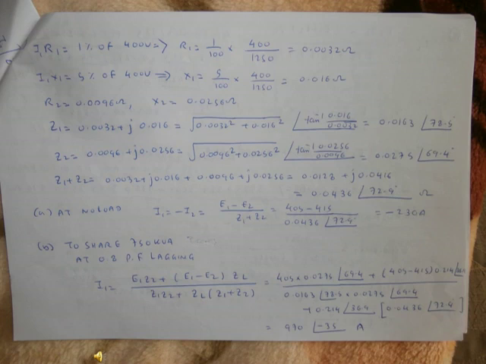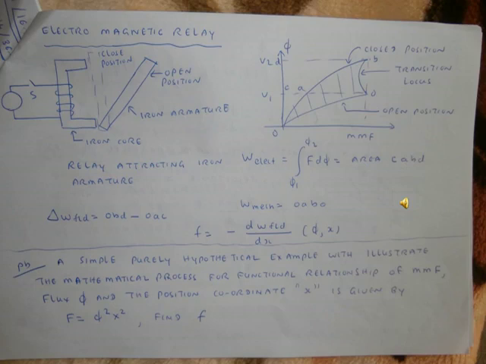Then we will talk about the magnetic relay. In the diagram, we show the magnetic relay. This is the relay attracting the iron armature. In the circuit, you have this electric source, so the electrical current flows to the relay coil. That's the relay coil, so it will produce a magnetic flux in the iron core. This iron core produces a magnetizing force, and this magnetizing force attracts the iron armature. So the iron armature will close, and then the relay circuit will be closed. This is the circuit diagram for the magnetic relay.